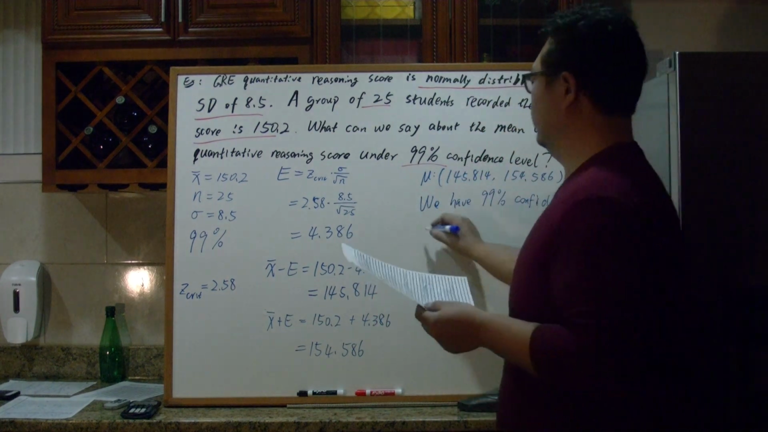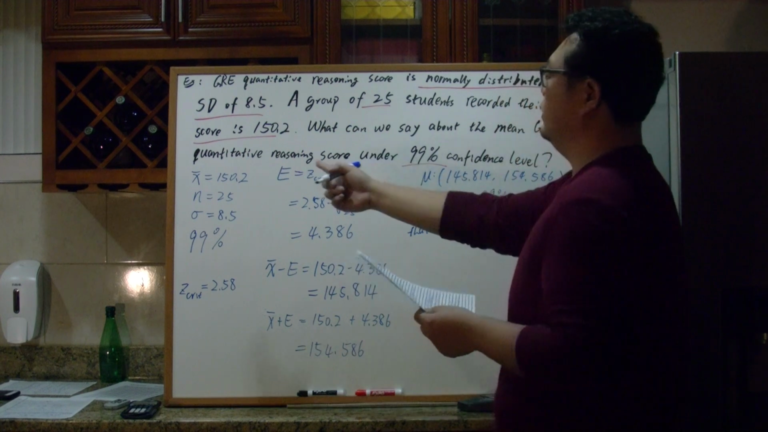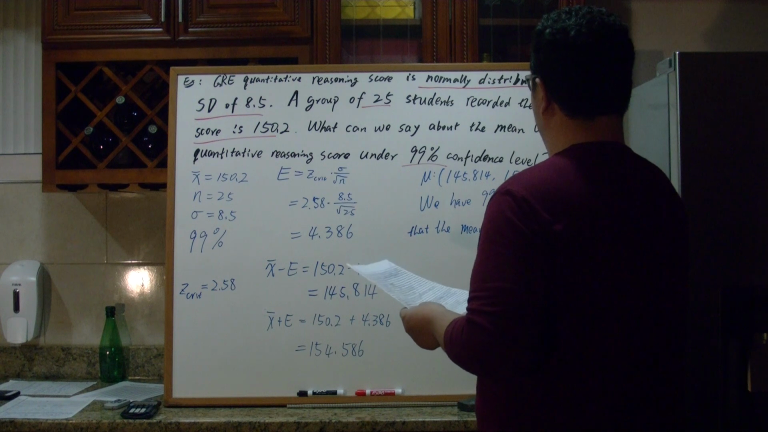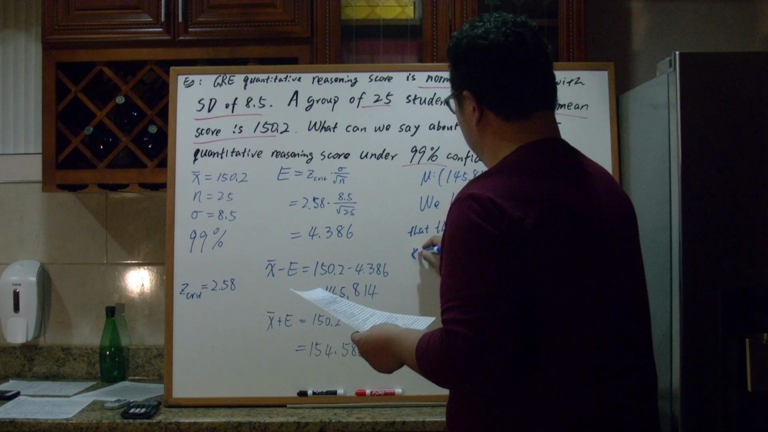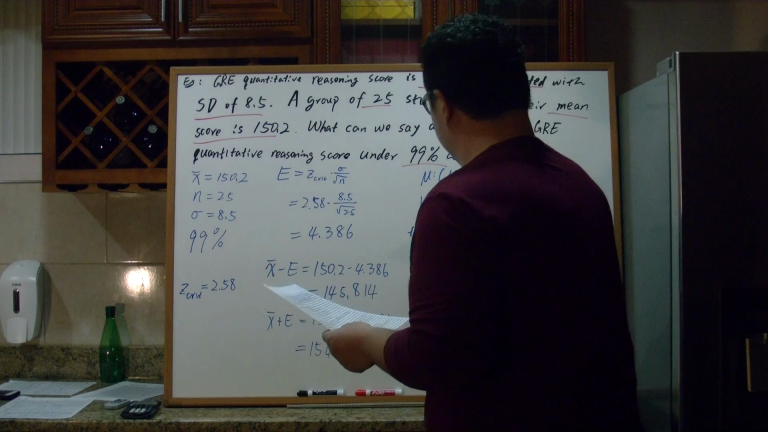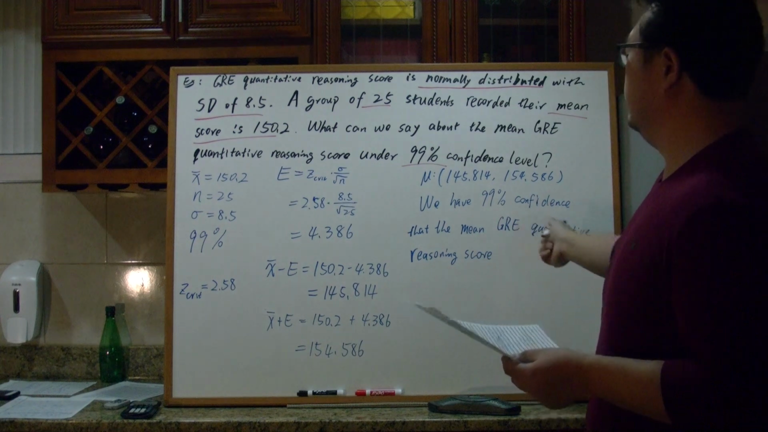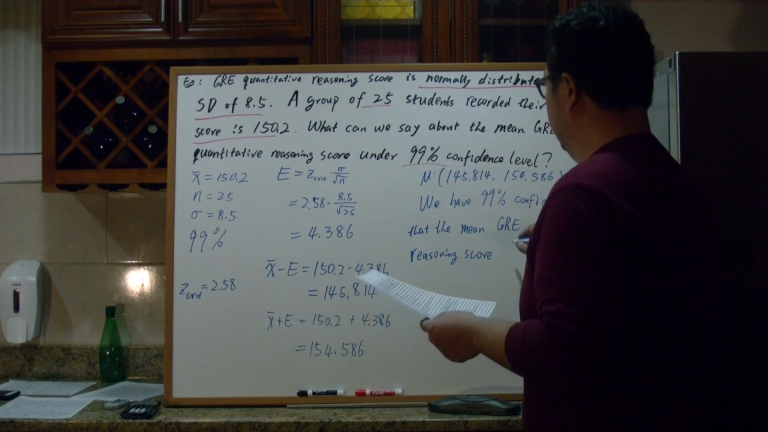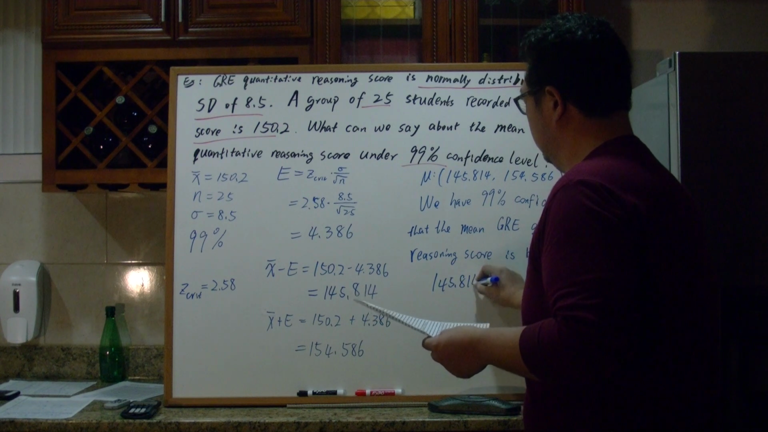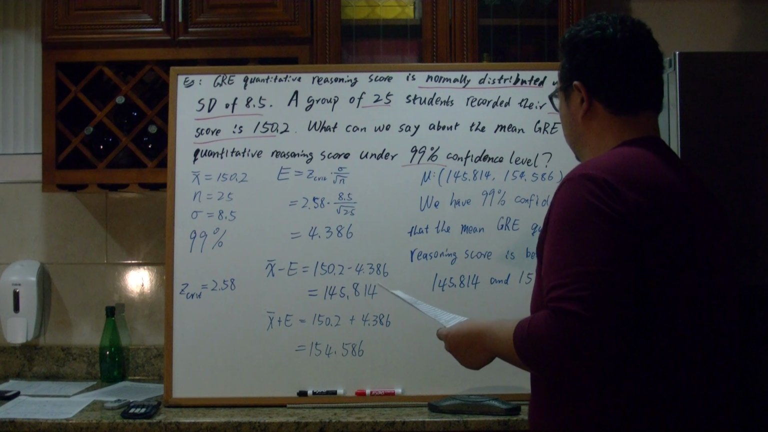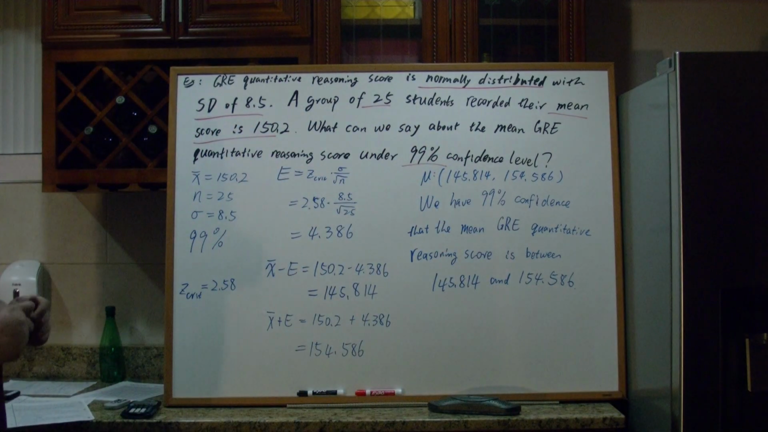We have 99% confidence that the mean, what it's asking, the mean GRE quantitative reasoning score, is between these two values. Right, it's between these two values.